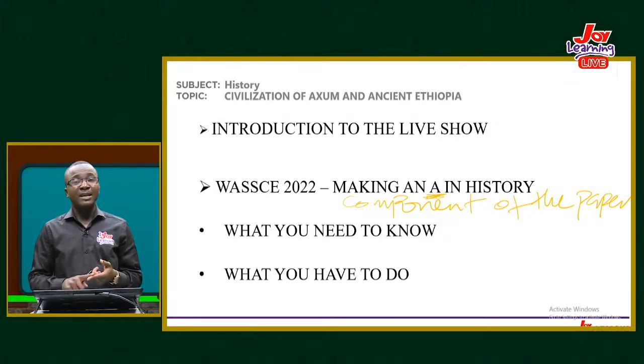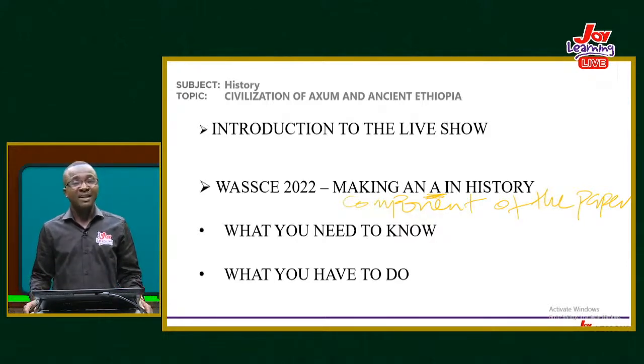So after looking at historiography, you also remember to look at the introduction to Islam in West Africa. That's another objective topic. After looking at the introduction of Islam in West Africa, you look at the civilization of the West African Sudan, which is another topic. And again, you do well to look at the introduction of Christianity or Christian missionary activities, which is another topic for the section A or the objective paper.